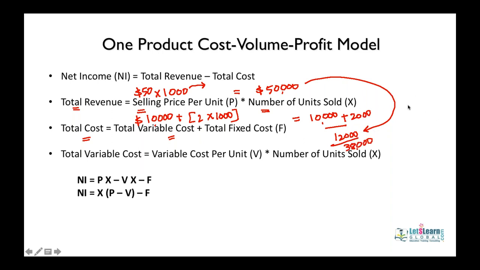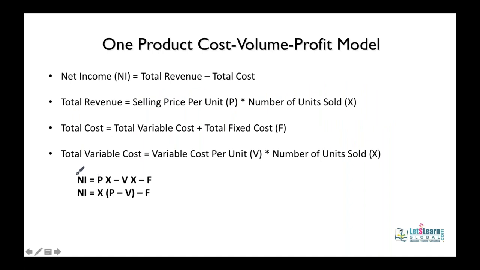So your calculation should go like this. Let me use the same numbers in the equation. Net profit equals the sales price times quantity sold, minus variable cost times quantity sold, minus fixed cost. How many units did we sell? That is $50 selling price times 1,000, minus variable cost, $2 times 1,000, minus fixed cost. Fixed cost was $10,000. See, this is the sales portion, this is the variable cost portion, and this is the fixed cost portion.